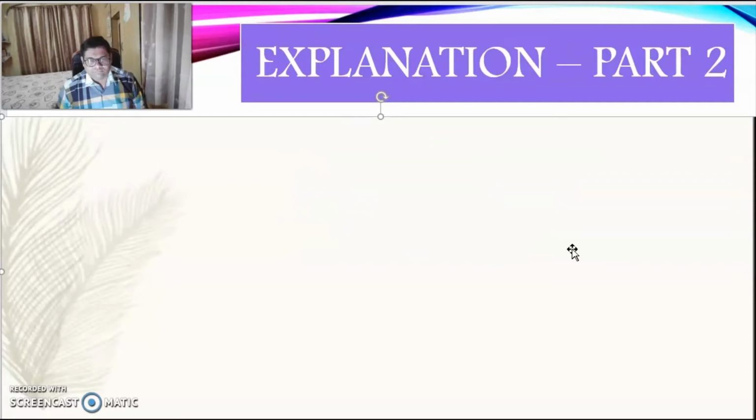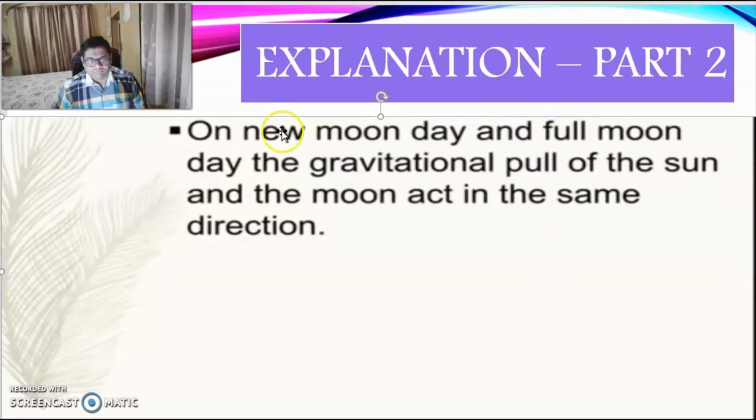What are spring tides? On a new moon day and a full moon day, the gravitational pull of the sun and the moon act in the same direction. As we have learnt earlier, on the new moon day and the full moon day, the sun, the earth and the moon are in a line. And we have also learnt about the gravitational pull of the moon and the sun. So since they are in a line and act in the same direction, the pull of the sun and the moon is also in the same direction.